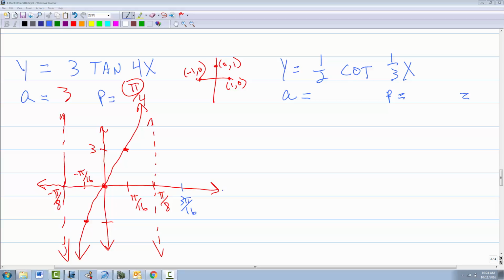So we graphed this. You missed a little bit of the fun. But get back. 3 pi over 16. What's next? 4 pi over 16. 5 pi over 16. And then 6 pi over 16. 6 pi over 16 is 3 pi over 8, right? And then that's where your next asymptote is.